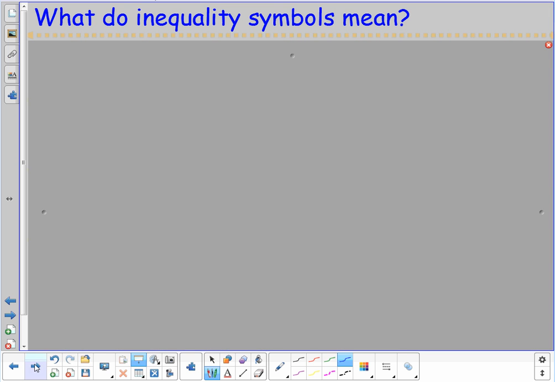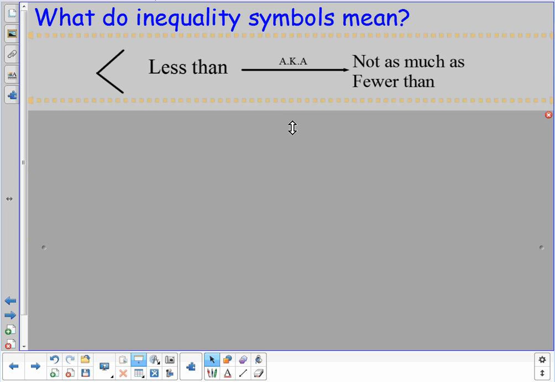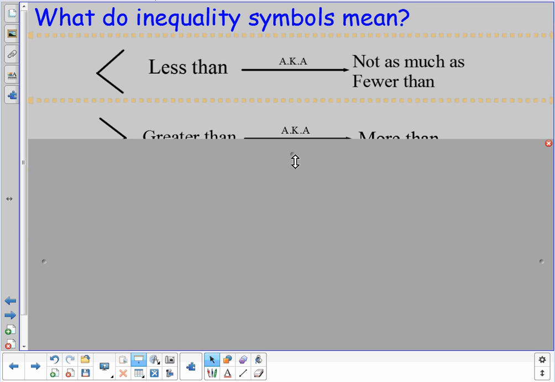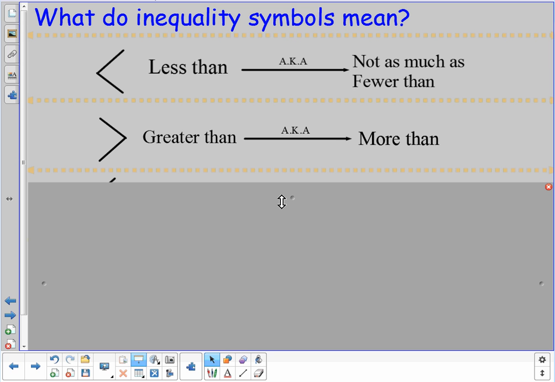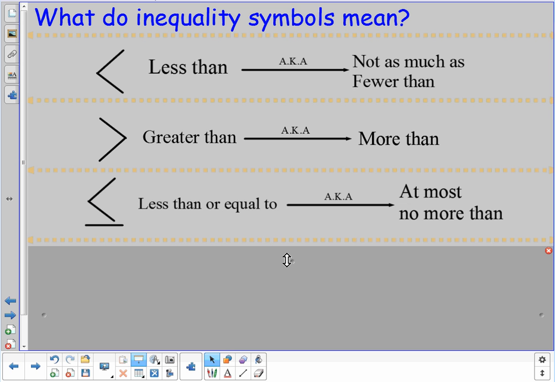Okay, now let's refresh our memories on inequality symbols. I'm sure you've seen these inequality symbols before, but we're just going to talk through them. The first symbol is less than. That alligator is pointing away from the first number. So that's less than, meaning not as much as or fewer than. The next symbol is greater than. The next symbol is less than or equal to, which is at most or no more than.